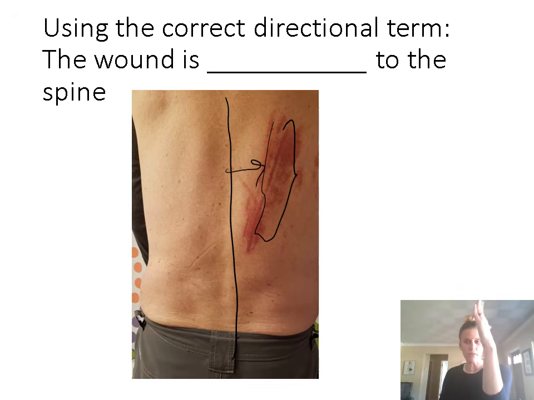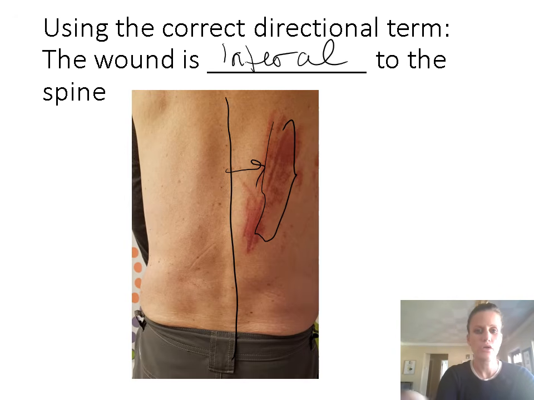When we're talking about in the middle or towards the side, the two directional terms are medial and lateral. So lateral means towards the side. So the wound is lateral to the spine. Okay, the spine is medial, but the wound is more lateral. It's towards the side.